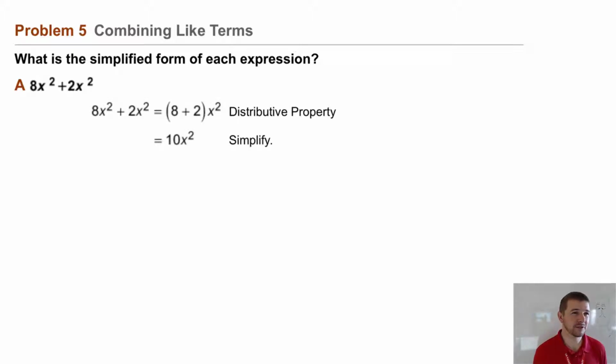Now, I often remind students, we can think of x squareds as just being something. It's a thing. And in this expression, we have 8 of that thing, 8 x squareds, and then we're adding 2 more of that same thing, 2 more x squareds. So if you have 8 x squareds and I give you 2 more x squareds, now you have 10 x squareds.